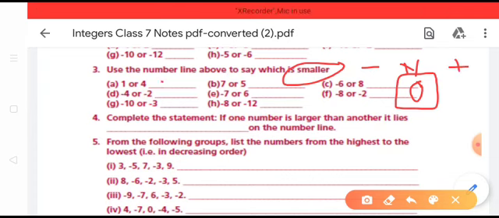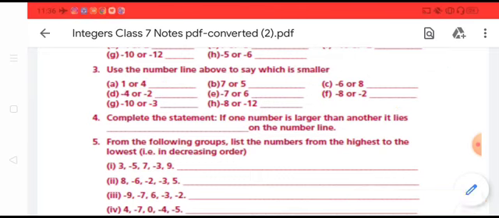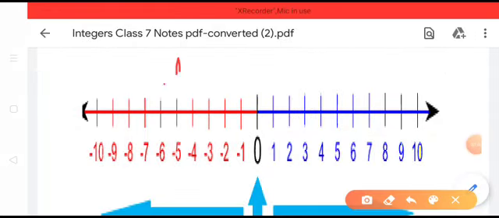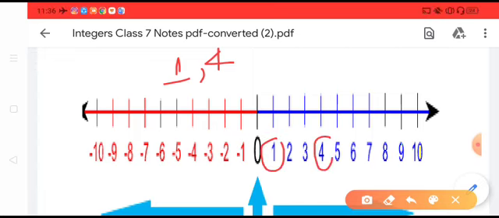So 1 or 4. By using the number line we see which is greater, 1 or 4. You know that 1 exists here and 4 exists here. So 4 is greater, and 1 is lower than 4.